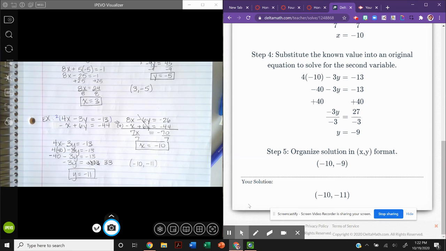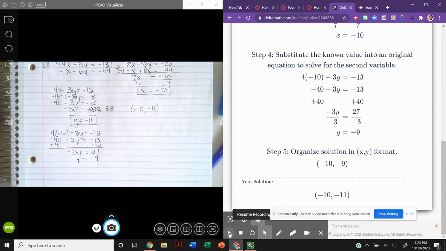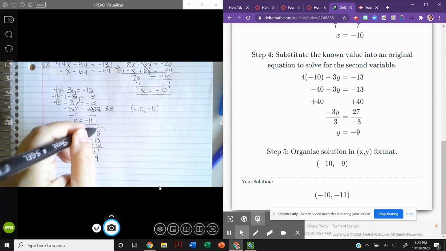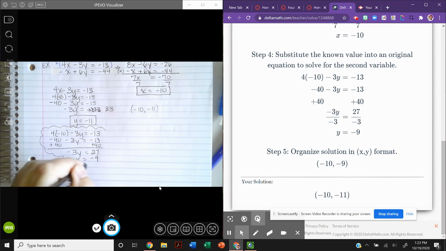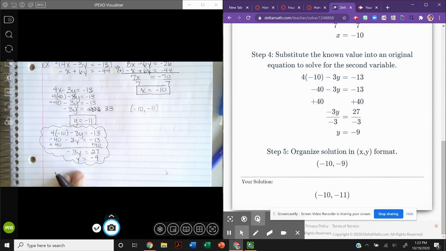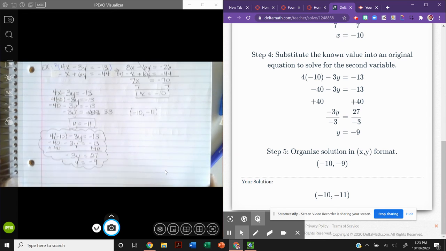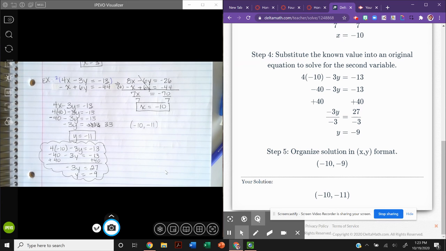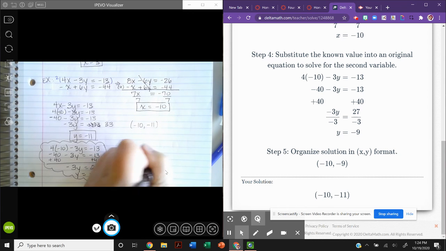All right, let me hit pause and I'll come back. All right, you guys, so I found my mistake. So here is my corrected work. My apologies for that, but I'm not gonna restart the video because this is what happens when you solve problems. So when I added 40, I did that incorrectly. So now when I add 40, you get 27, and then when you divide by -3, you get -9. So now my corrected answer is -10, -9.